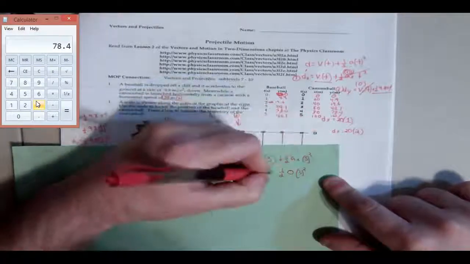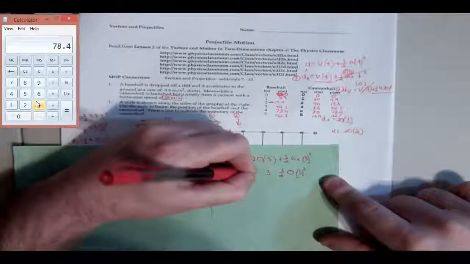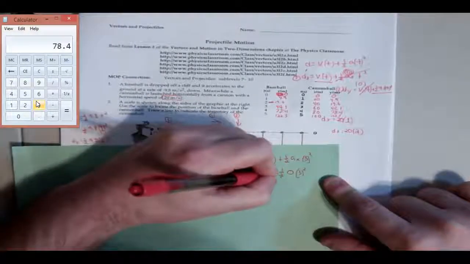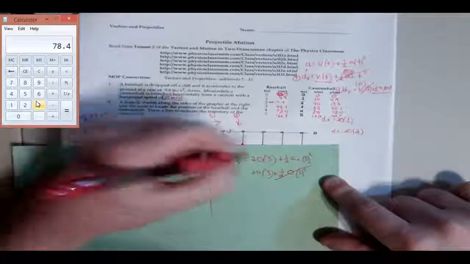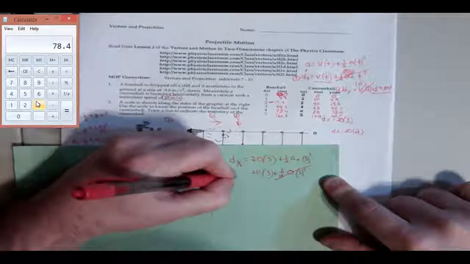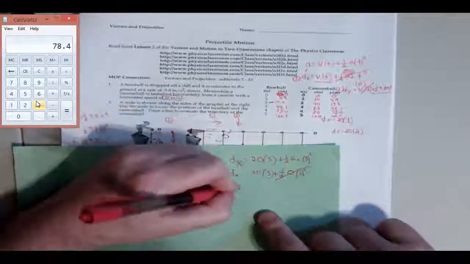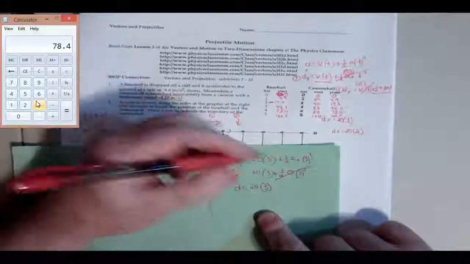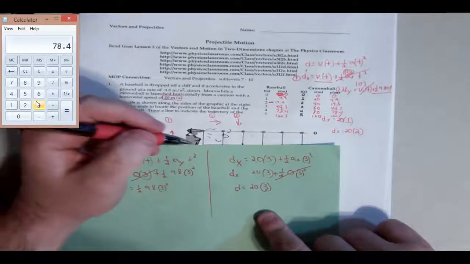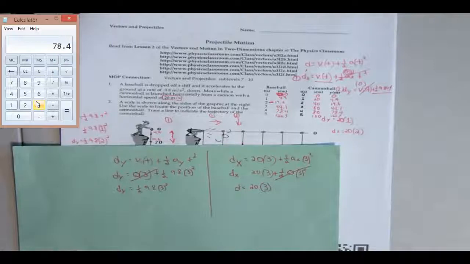So in that case, this whole side is times 0, so it's gone. That's why, I meant to do x here. There we go. That's why our displacement of x formula looks like this. 20 times your time, which in this case we said is 3. So that's why we automatically zero out one side. Okay? So hopefully that makes it a little less confusing.